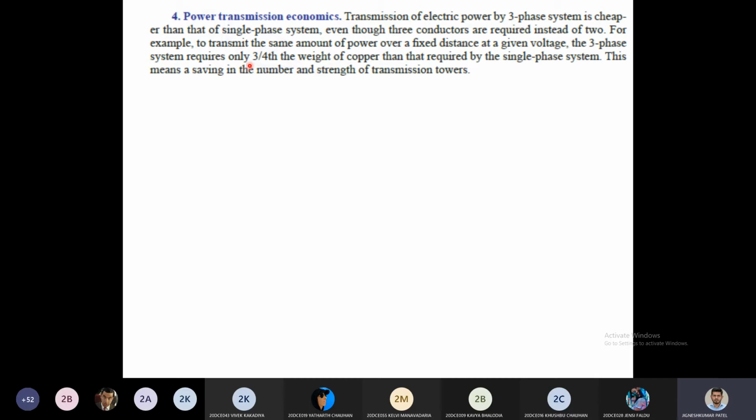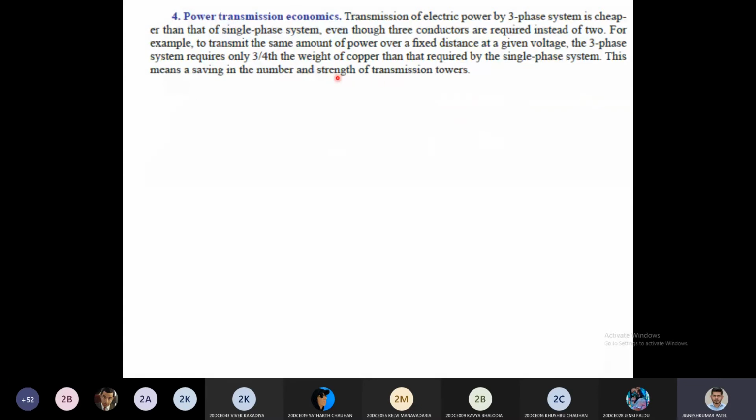That's why, if the material required is less and the power transfer is higher compared to single phase, this is basically an advantageous point. This means a saving in the number and strength of transmission towers. So you will have fewer transmission towers, and at the same time, you will get a superior power transfer.